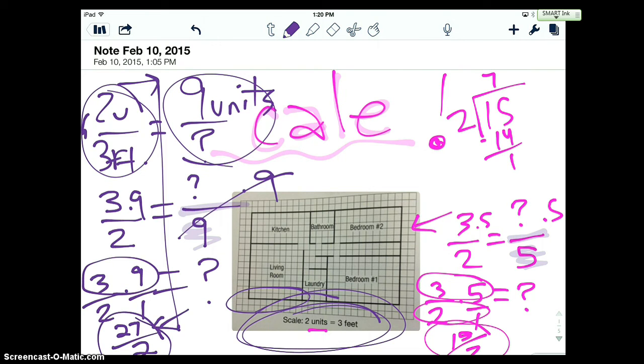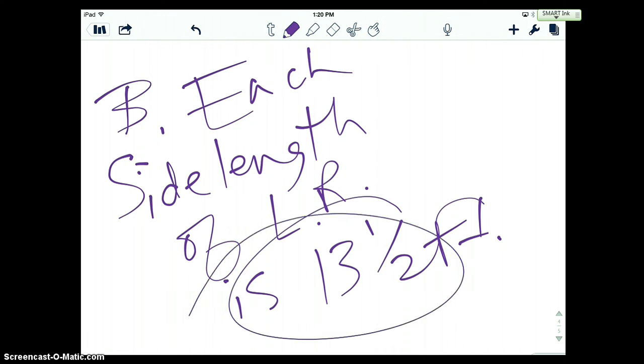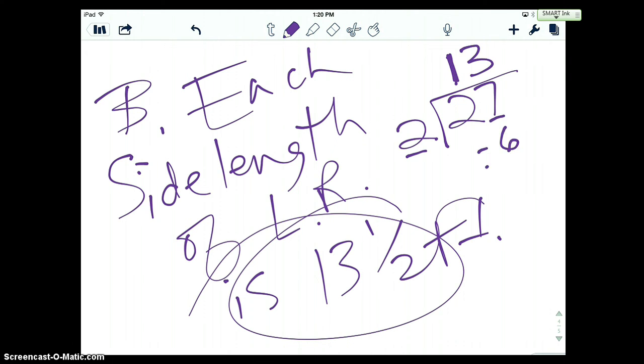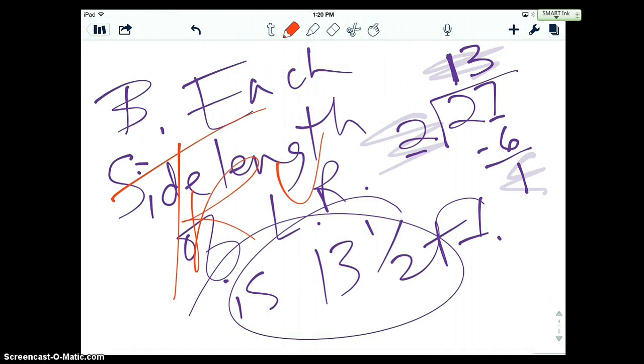This is improper, so I'm going to divide 27 by 2 and see if I get 13 and a half. 27 cut into 2. 2 goes into 2 perfectly one time. 2 goes into 7. Oh my gosh, 3 times, but not perfectly. I'm left with 1. Oh my gosh, is this 13 and a half? Yes, it is. So I got myself a true statement.